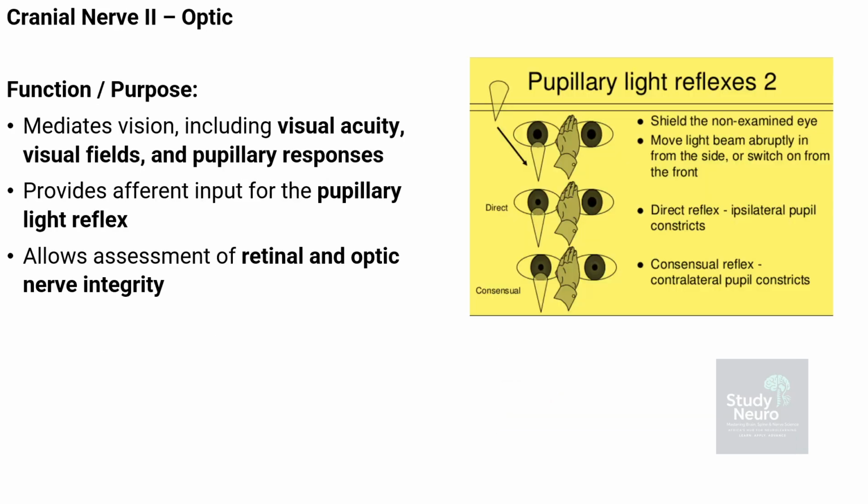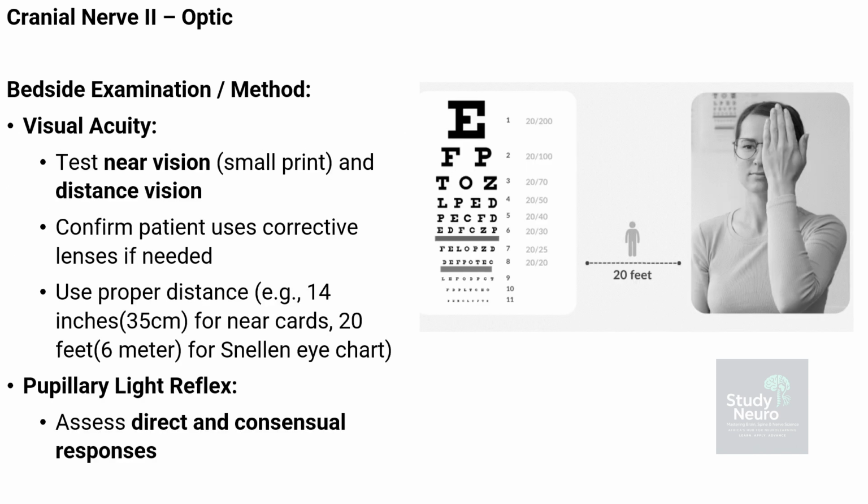Cranial nerve 2, the optic nerve, is responsible for vision. It mediates visual acuity, visual fields, and pupillary responses, and provides the afferent input for the pupillary light reflex. Examining this nerve also allows us to assess the integrity of the retina and optic nerve. At the bedside, we start by testing visual acuity, assessing both near and distance vision. It's important to ensure the patient is using corrective lenses if needed.